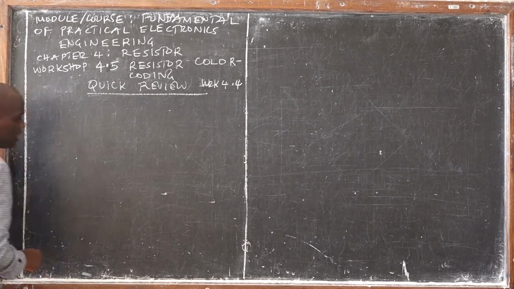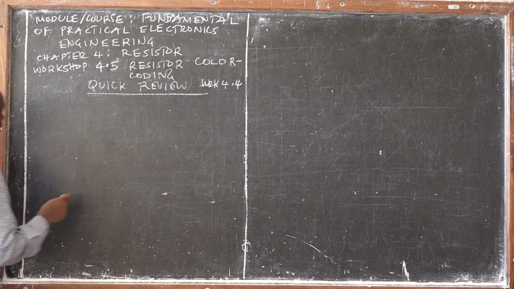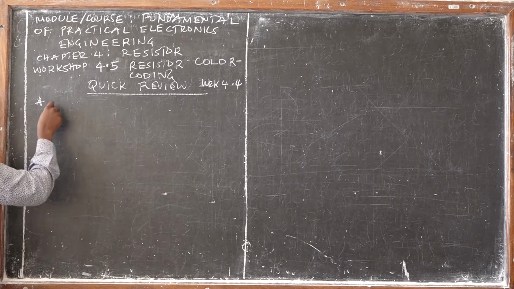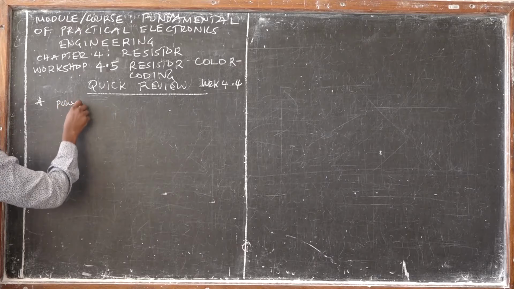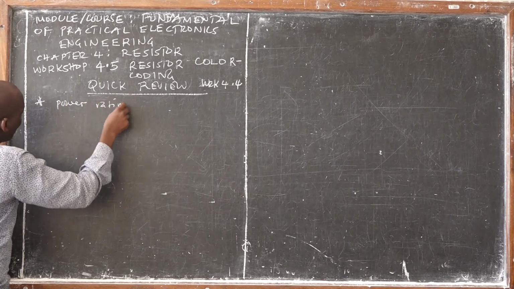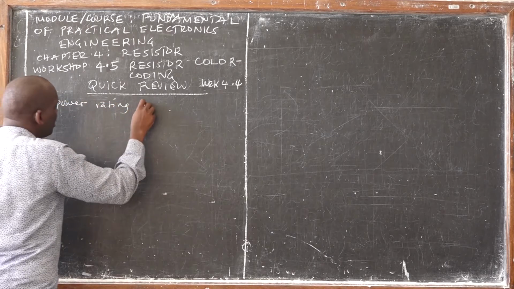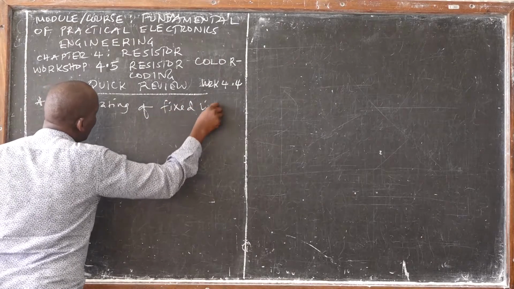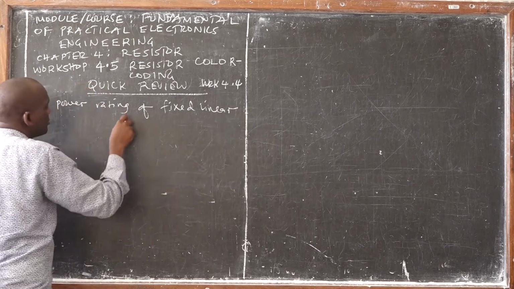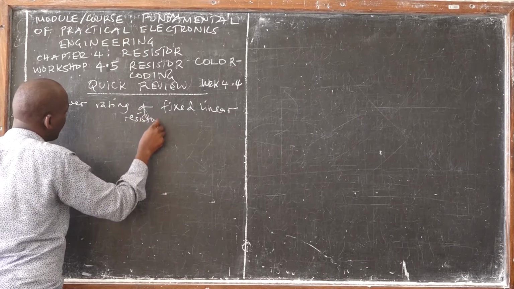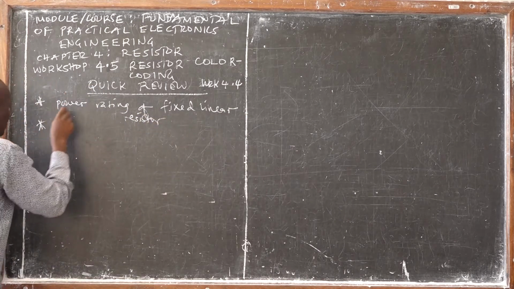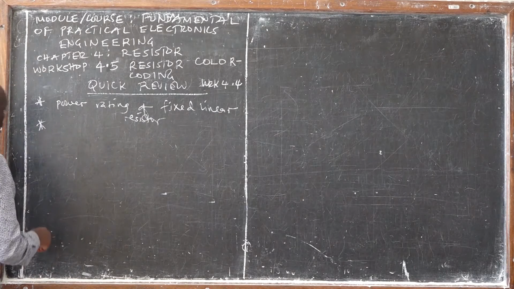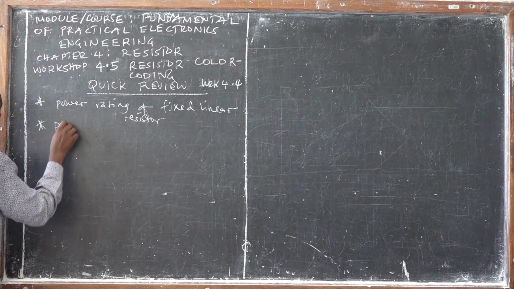In workshop 4.4, the name of the workshop is called the power rating of a fixed linear resistor, or of a resistor. Then we defined the meaning of power rating. So what is the meaning of power rating?